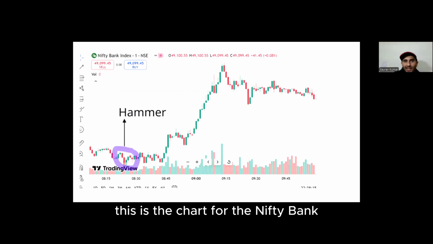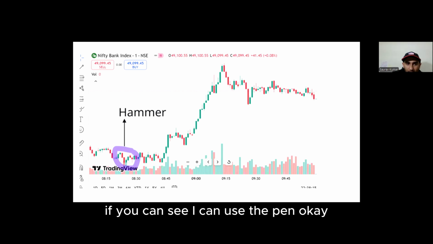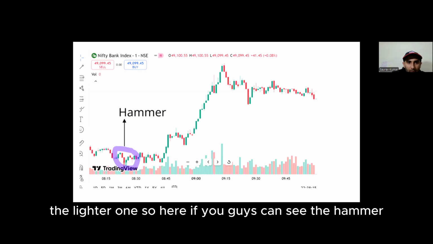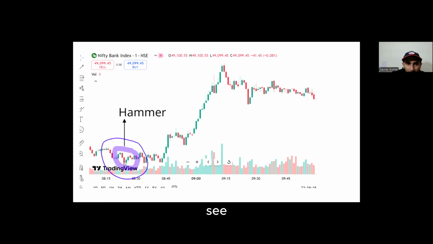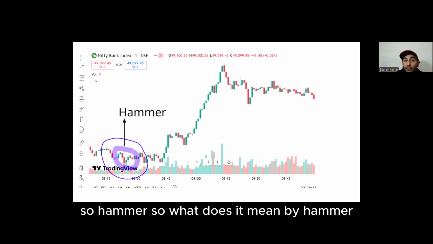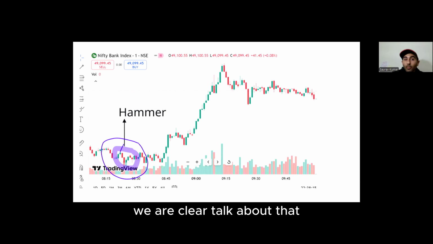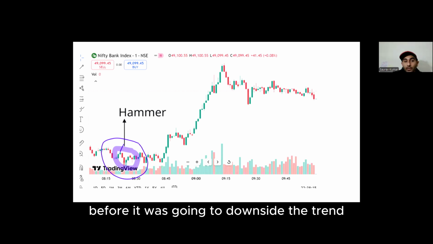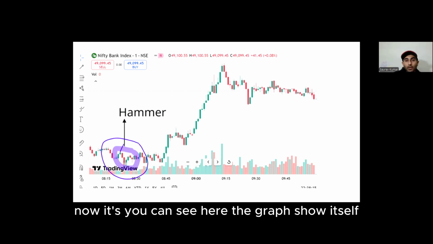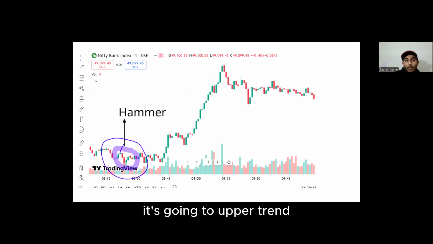Okay, see here. This is the chart for Nifty Bank. Here you can see this area. I can use the pen, the lighter one. If you can see the hammer, this is the hammer, right? So what does hammer mean? We earlier talked about how a hammer is going to change the trend. Before, it was going on a downside trend. Now you can see the graph shows itself going into an upward trend.